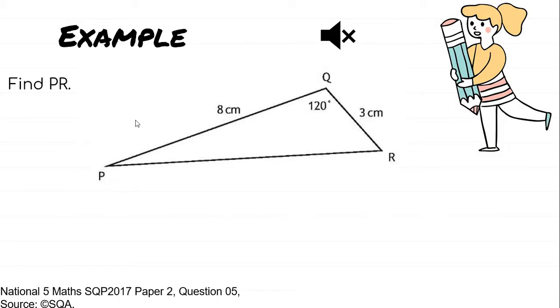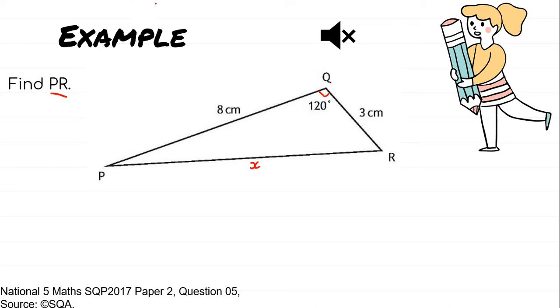This is a past paper question here. You can see this came from the 2017 paper, Paper 2, so you're allowed to use a calculator. We've got two sides, and we've been asked to find PR, so we've been asked to find this side here. I'm going to label this side x, just to make it easier to refer to. What we have is an angle, and this angle is opposite the side we're trying to find, and that's important.